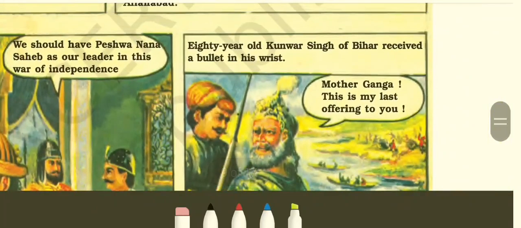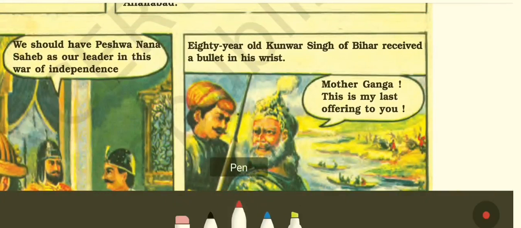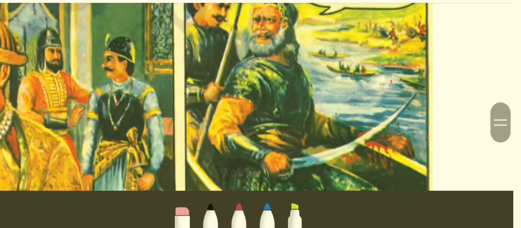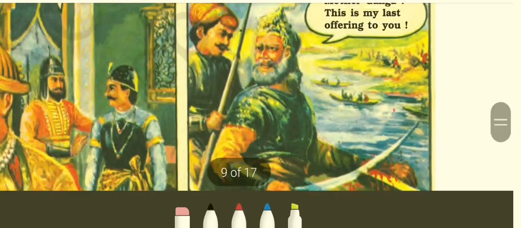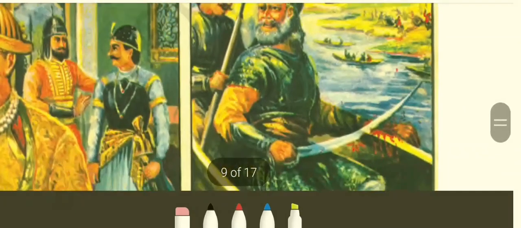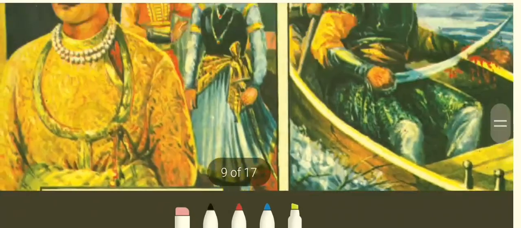80-year-old King Kuwar Singh of Bihar received a bullet in his wrist. What does he do next? It will shock you. He chops off his hand. He cuts his hand and says, Mother Ganga. Ganga is our sacred river, isn't it? He says, this is my last offering to you. So he continued fighting till then. Such used to be the bravery.